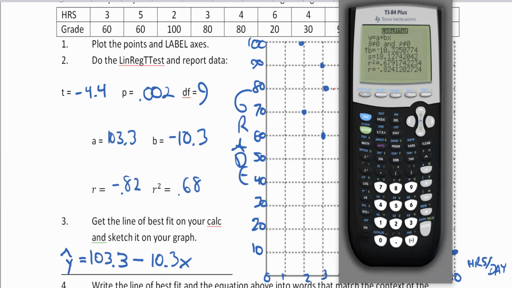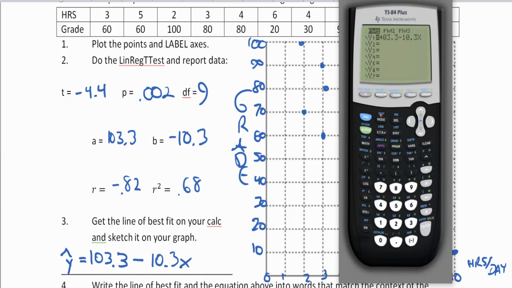And now we're going to go to our y equals. In our y equals, we have to clear this old line out. Don't forget to do that. I still have people sometimes putting the same line on all 4 graphs. But we have to put in our new line, 103.3 minus 10.3x. And the x key is under the mode key.